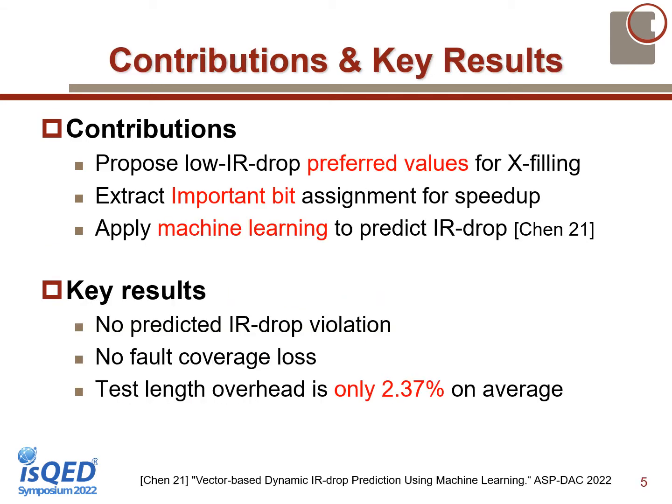First, we proposed a method that used low IR drop preferred values for X-filling, an improvement from previous works that use low power preferred values. Second, we extract important bit assignments for speed up. I will explain this later in my presentation. Third, we applied machine learning for IR drop prediction.